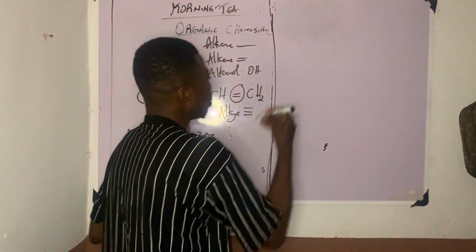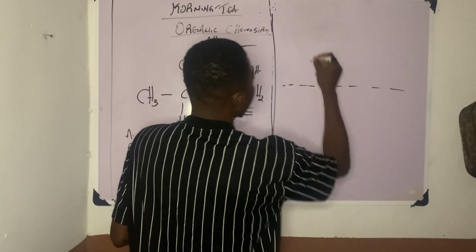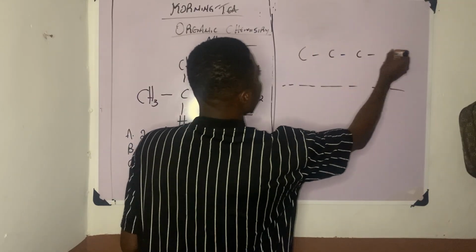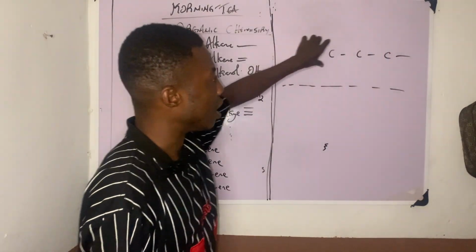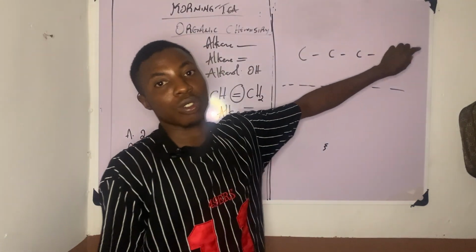So the first thing to do is to count your longest continuous chain. What is the longest continuous chain? We have three types of chain in organic chemistry. We have straight chain, we have branch chain, and we have ring chain. Straight chain is like this, the one that's going C, C, C, C. All these are carbon chains. That's a straight chain, and this is in a straight line. That's why it's called straight chain.